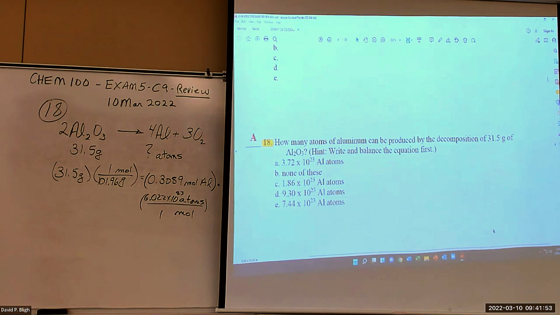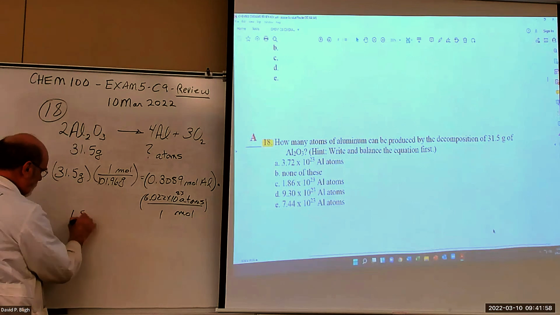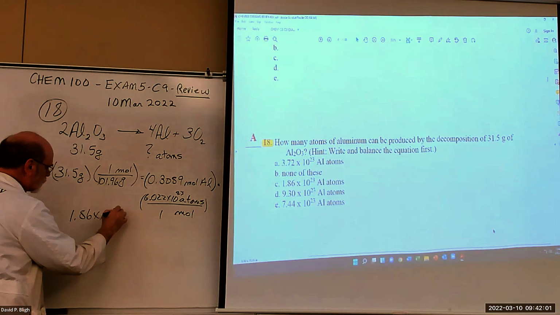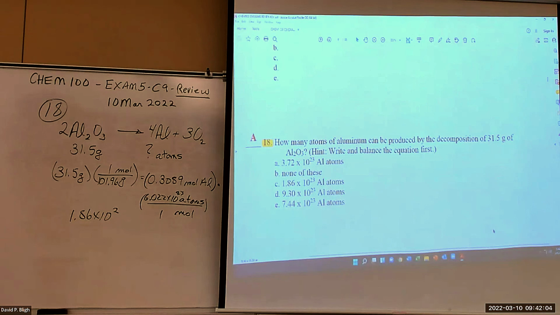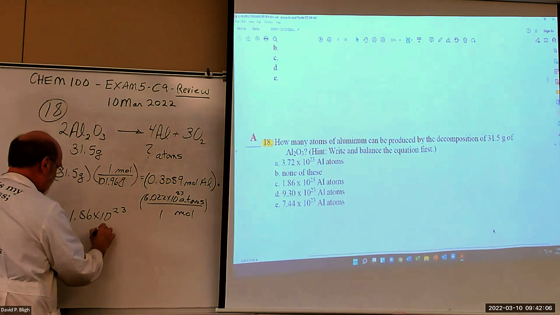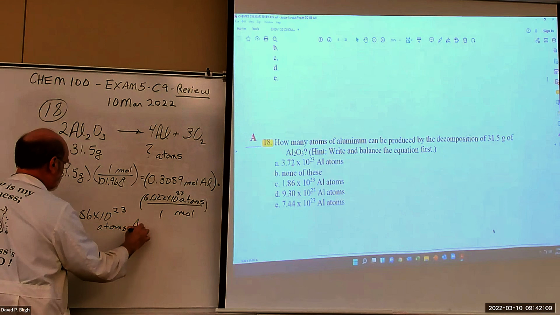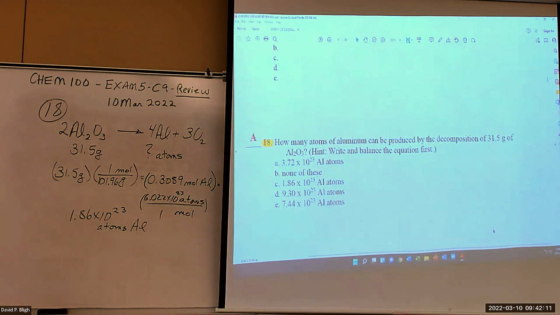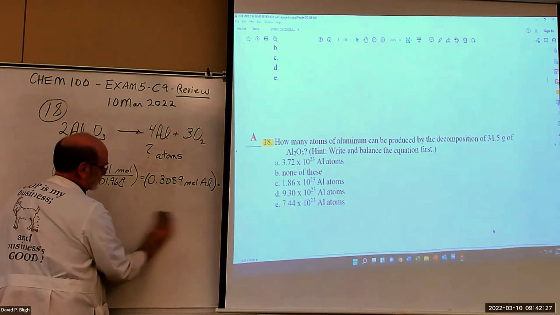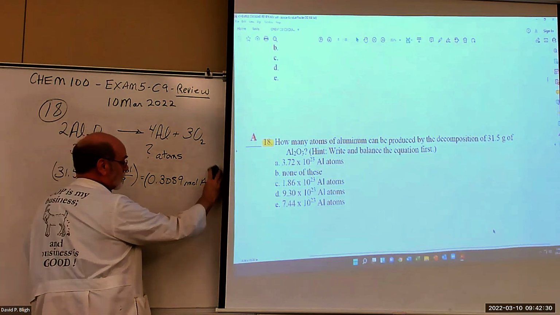And I get, 3 significant figures, 1.86 times 10 to the 23rd atoms. 1.86. What did I do wrong? Oh. Huh. I'll tell you what. It's a good thing I don't have to take my own exam.